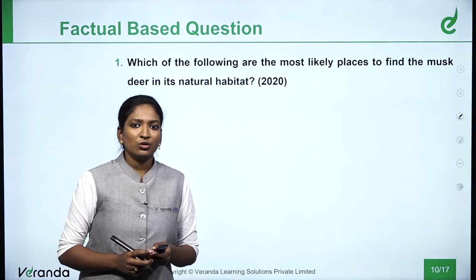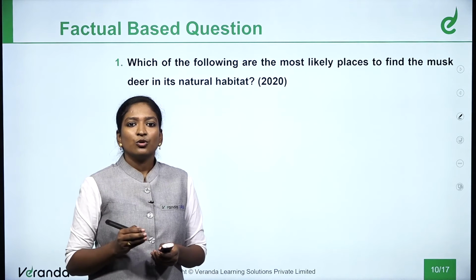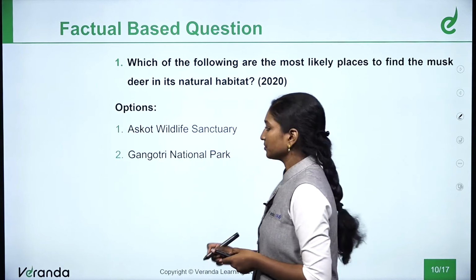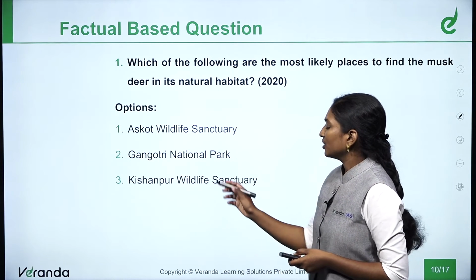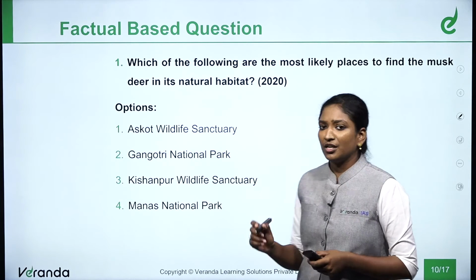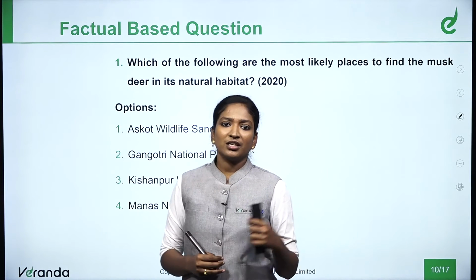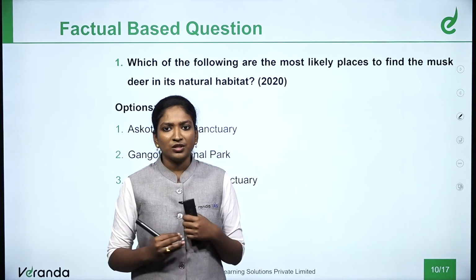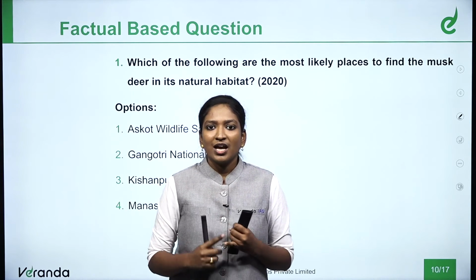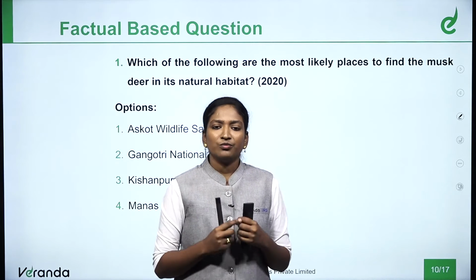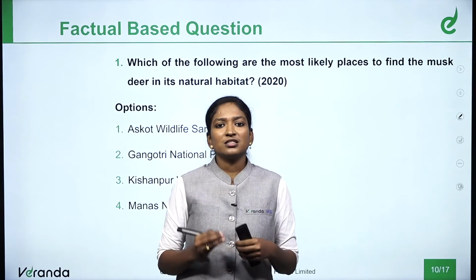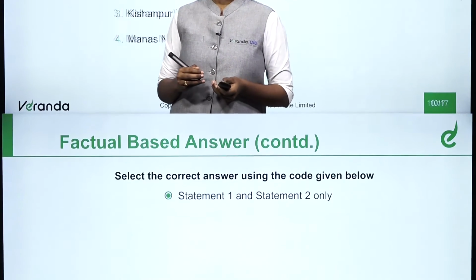Which of the following are the most likely places to find the musk deer in its natural habitat? The options are Askot Wildlife Sanctuary, Gangotri National Park, Kishanpur Wildlife Sanctuary, and Manas National Park. Before getting into the answer, the basic things we need to know are where musk deer are found and where their natural habitats are. We need to know all this before getting into the question. And why is musk deer in the question? Let's get into that and we will know about it.